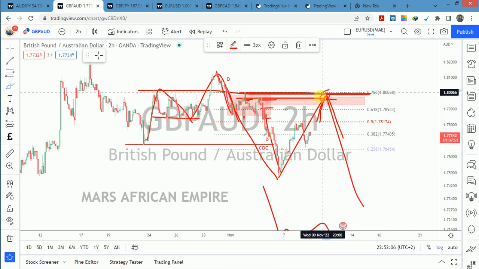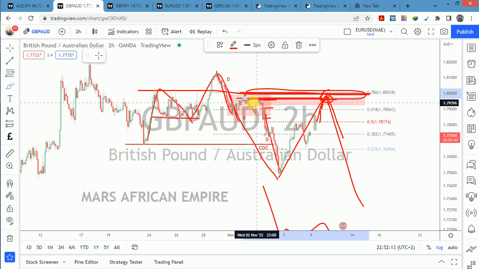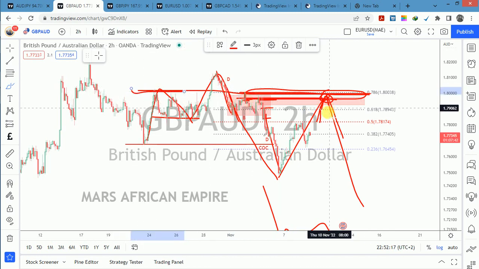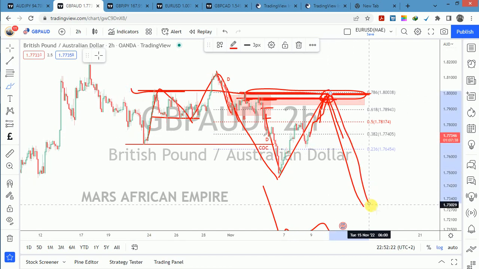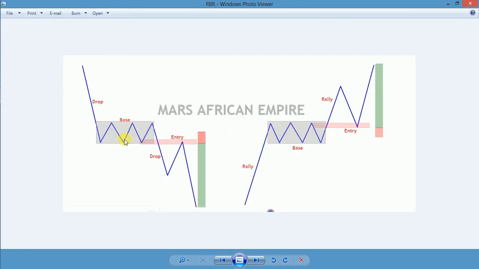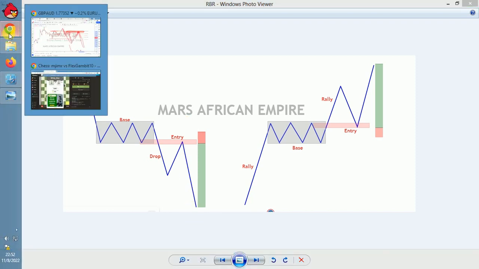So we are going to use 78.6 and the order block on 78.6, which is aligned with the QML. So I expect this pair to go all the way up to 78.6 before it can drop. It is going to do that also to satisfy these. To satisfy this, go all the way deeper and then continue to drop.